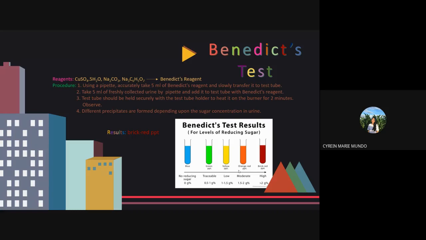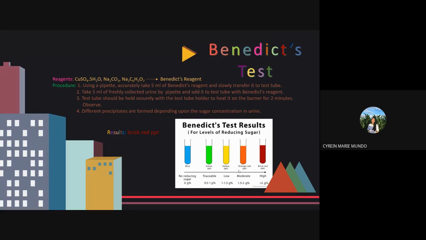Benedict's reagent is composed of 17.3 grams CuSO4·5H2O or copper sulfate pentahydrate, 100 grams of Na2CO3 or sodium carbonate, and 172 grams of NaC6H5O7 or sodium citrate. Benedict solution serves as reagent in this test. Then the procedures are: 1. Using a pipette, accurately take 5 ml of Benedict's reagent and slowly transfer it to test tube 1.